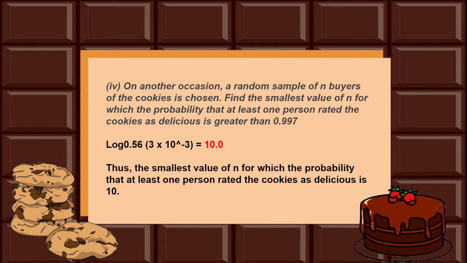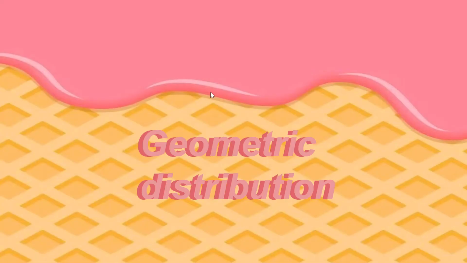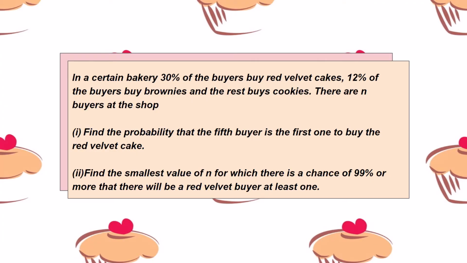Now we go to the second topic, which is geometric distribution. I'm going to explain to you guys about geometric distribution with an example question. In a certain bakery, 30% of the buyers buy red velvet cakes, 12% of the buyers buy brownies, and the rest buy cookies. There are n buyers at the shop. Find the probability that the fifth buyer is the first one to buy the red velvet cake. Find the smallest value of n for which there is a chance of 99% or more that there will be a red velvet buyer at least once.